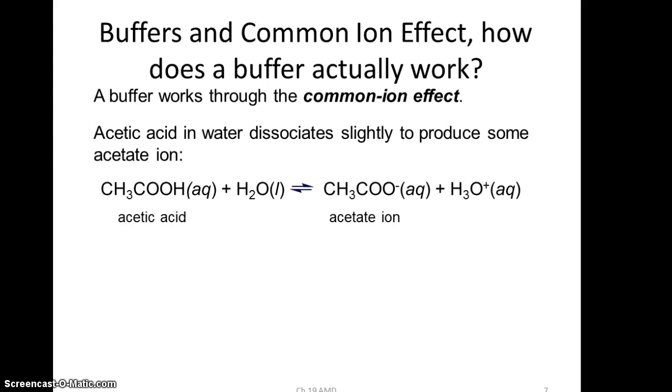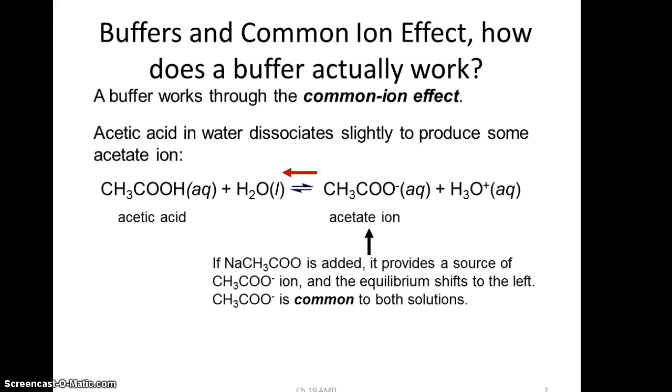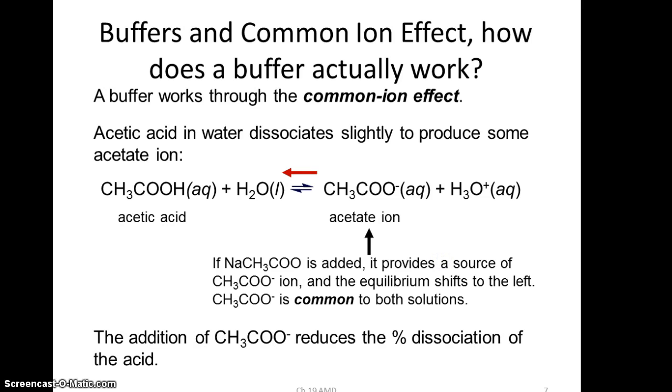Okay, so we're going to go into buffers and the common ion effect. We have that example of an acetate buffer, where we have the acetate ion on both sides of the reaction. This is called the common ion effect. If we have acetic acid and water and the acetate ion, and we add sodium acetate, that's going to provide more of the acetate ion, which we know is going to shift the equilibrium to the left. Shifting it to the left will cause less of the acetic acid to dissociate.